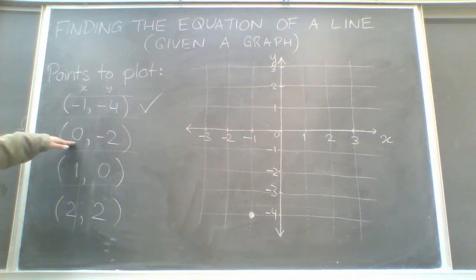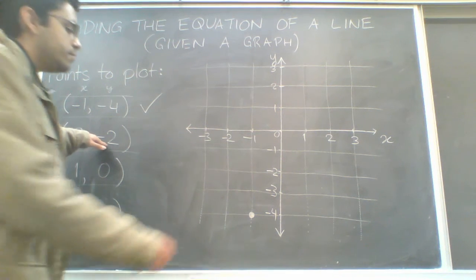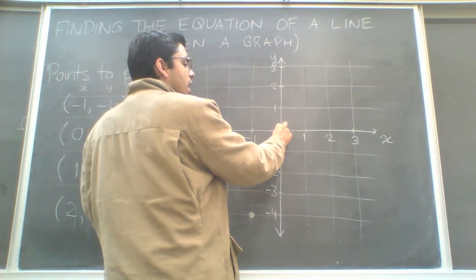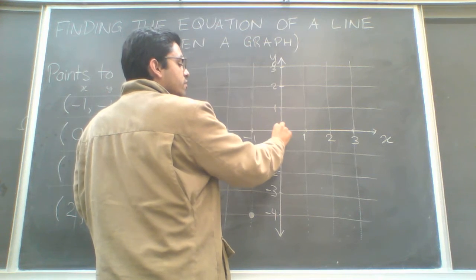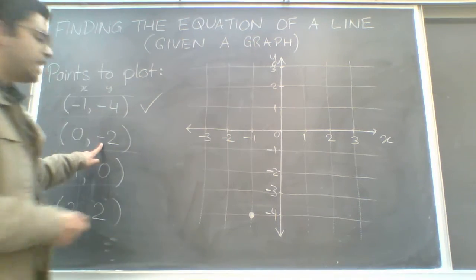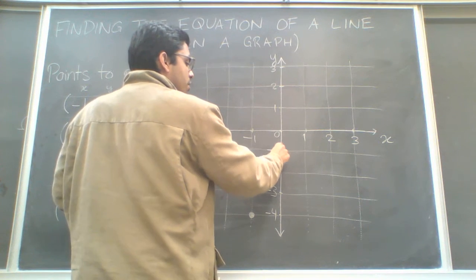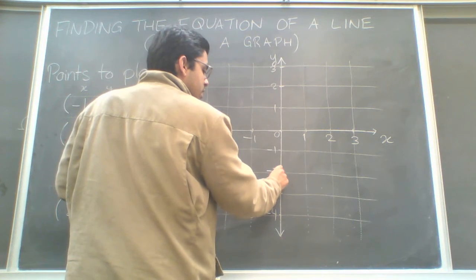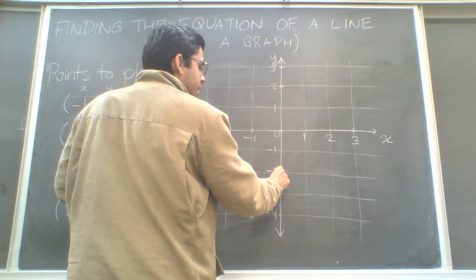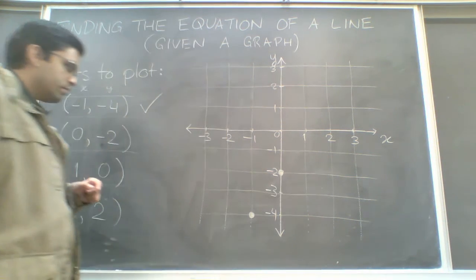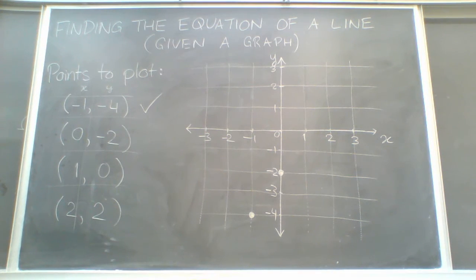Second point, 0, -2. So 0 in the x direction, so we don't have to move left or right, but we do have to go down 2 units because of that -2. So from 0, we go down 1, 2, and that's it. We put a point right there. All right, great.